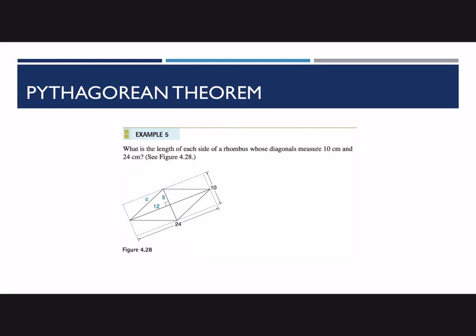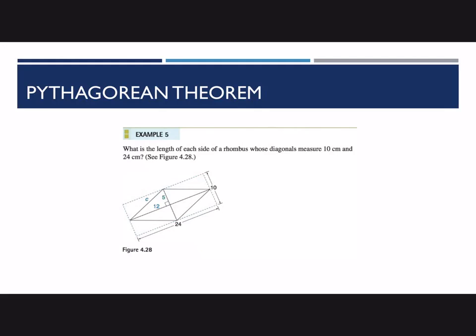All right, so why is this Pythagorean theorem in this section? Well, a lot of times we use it to find lengths of diagonals or sides of shapes. It's a convenient way to find distances in geometric diagrams. So here's a simple one. What's the length of each side of a rhombus whose diagonals measure 10 centimeters and 24 centimeters?